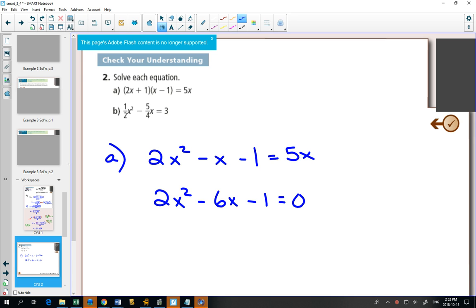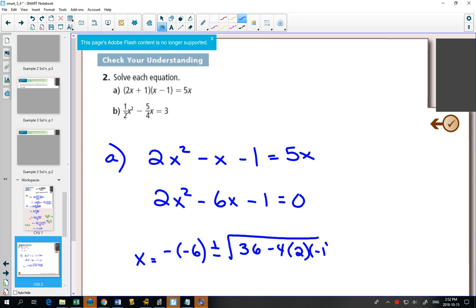Using the quadratic formula, negative b, our b value is negative 6, plus or minus the square root of b squared. Negative 6 squared is 36. A common mistake when you have a negative b is to square it and get a negative number, but any number squared is always positive. Minus 4 times a is 2, c is negative 1, all over 2 times a.